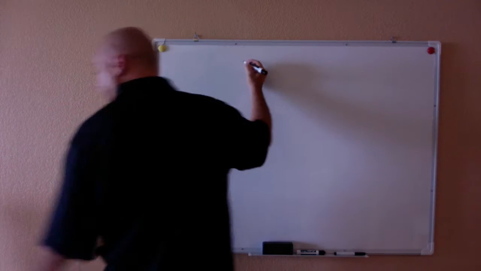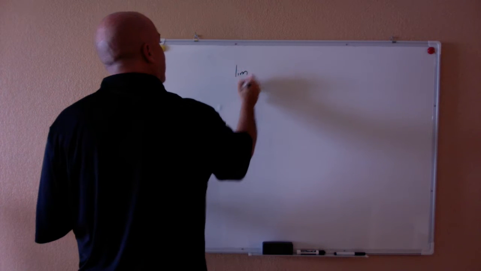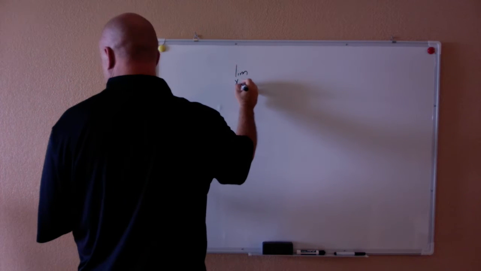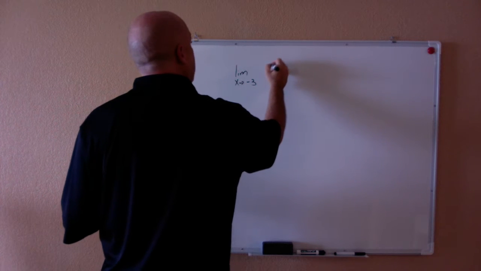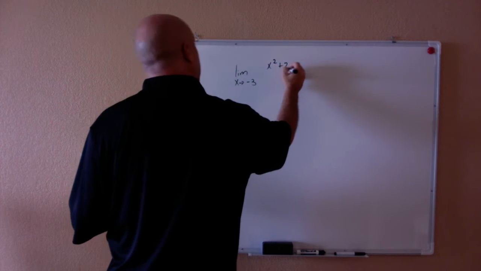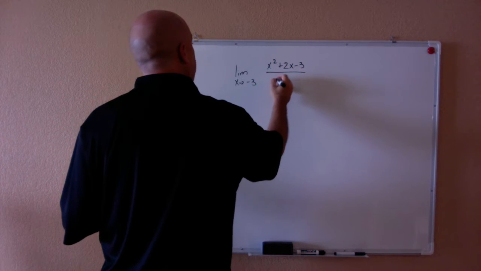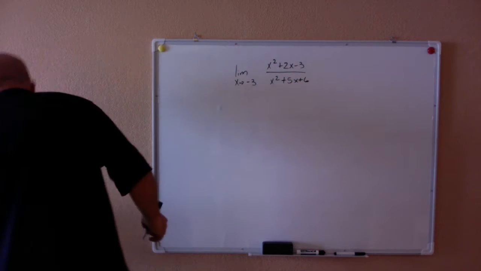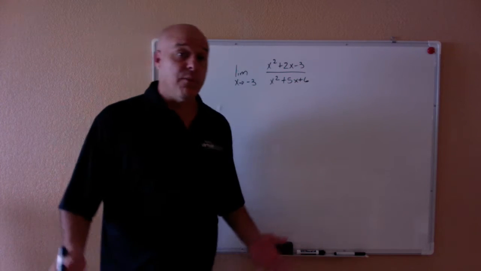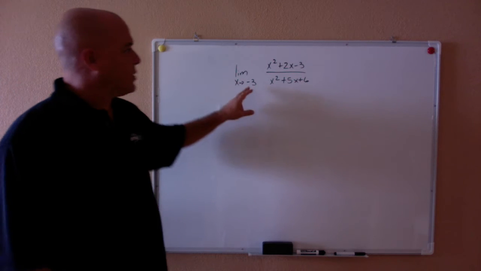Let's say that we have, grab my sheet of paper here so I can write this problem down. Let's say that we have the limit as x approaches negative 3 of x squared plus 2x minus 3 divided by x squared plus 5x plus 6. Now, like I said, the first thing that we're going to want to do is plug in negative 3.